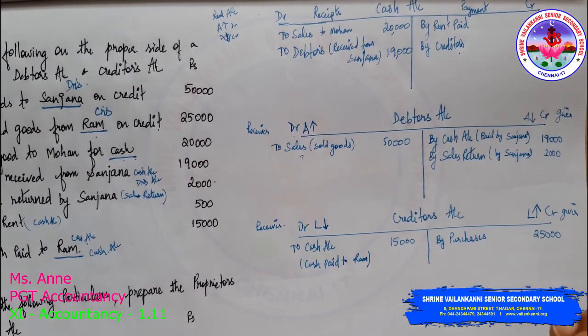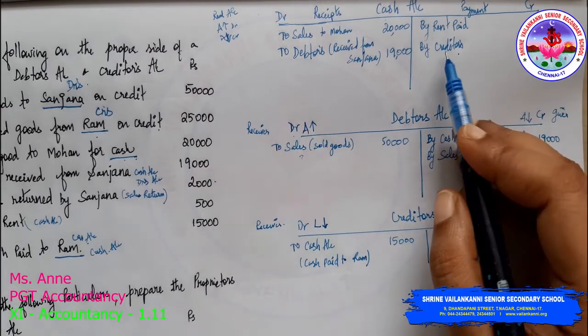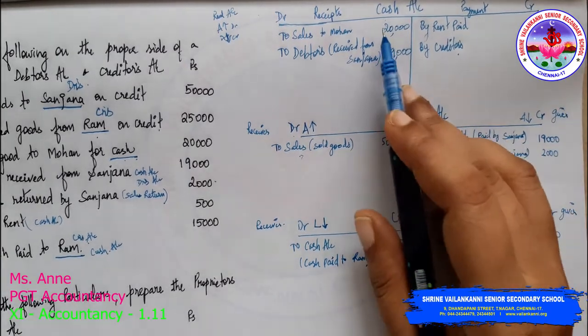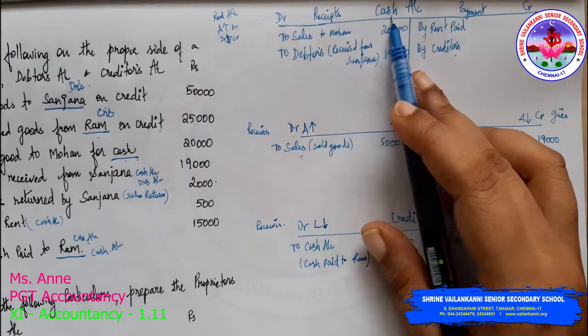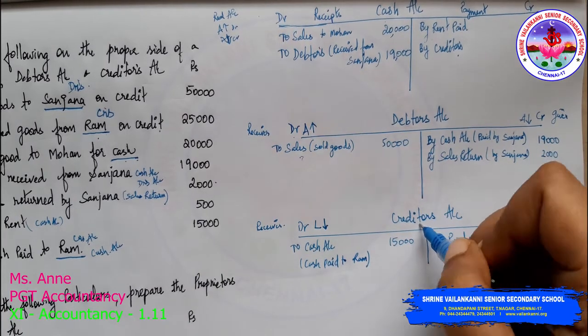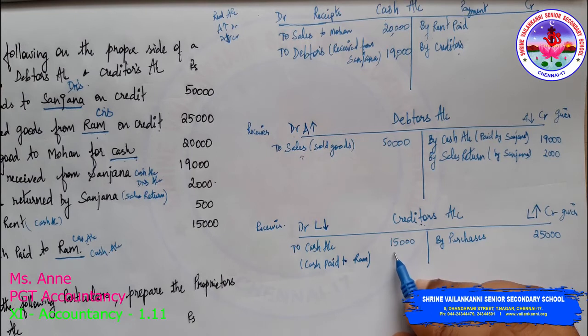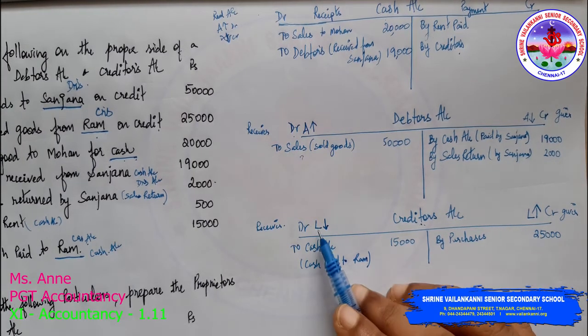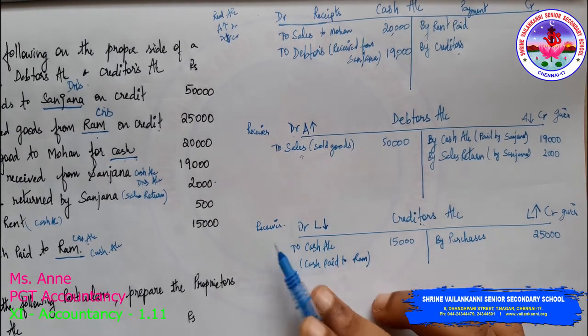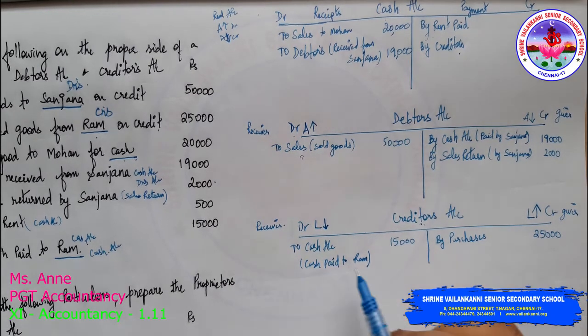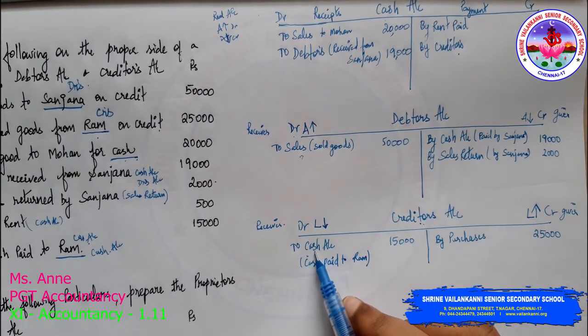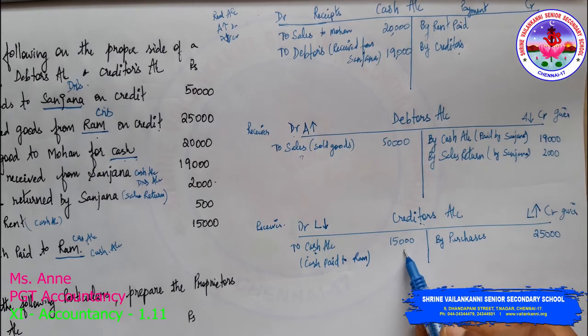So we have completed everything. Payments are to be recorded in the credit side for cash, and the creditor is being paid. We have paid the money. We have purchased for 25,000. We have already paid 15,000 here. So liability is decreasing, or Ram is the receiver, right? Receiving what? Cash. So that's why I have written it here as cash.